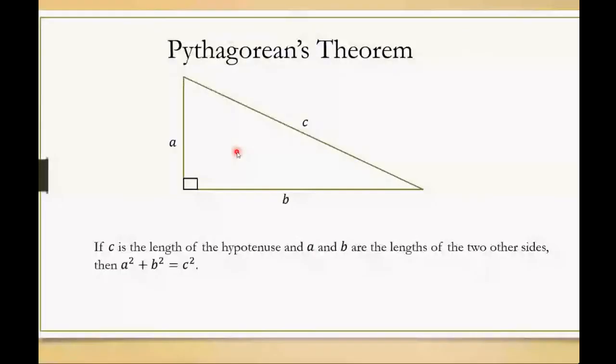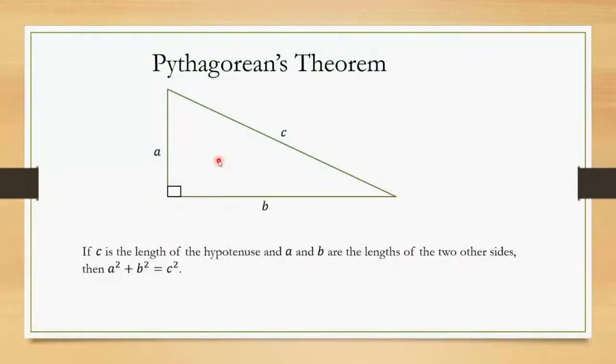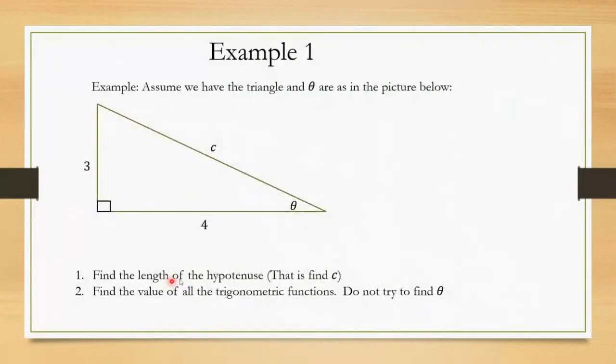That's just Pythagorean's theorem, right? Here, I'm giving you what a and b are, and you're going to use that to get c. That's what I'm using here. Then after that, once we get c, we'll get the trig functions of theta. Even though we don't know what theta is, we can still get sine of theta, cosine of theta, and all that stuff.